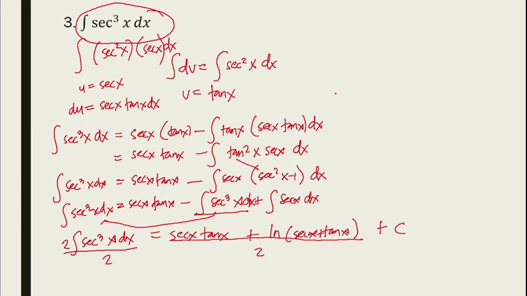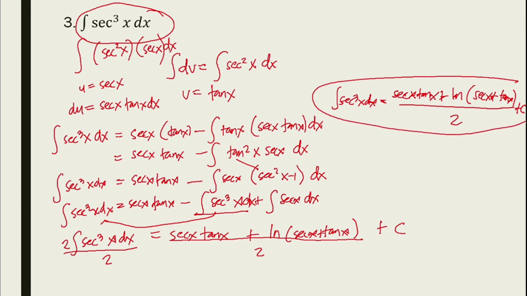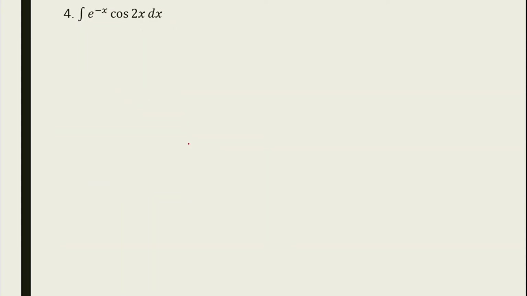So therefore the final answer is the integral of sec cube x dx is equal to secant x tan x plus ln of sec x plus tan x, all over 2, plus c. So this is the answer for integration by parts, number 3. Okay, let's have number 4.